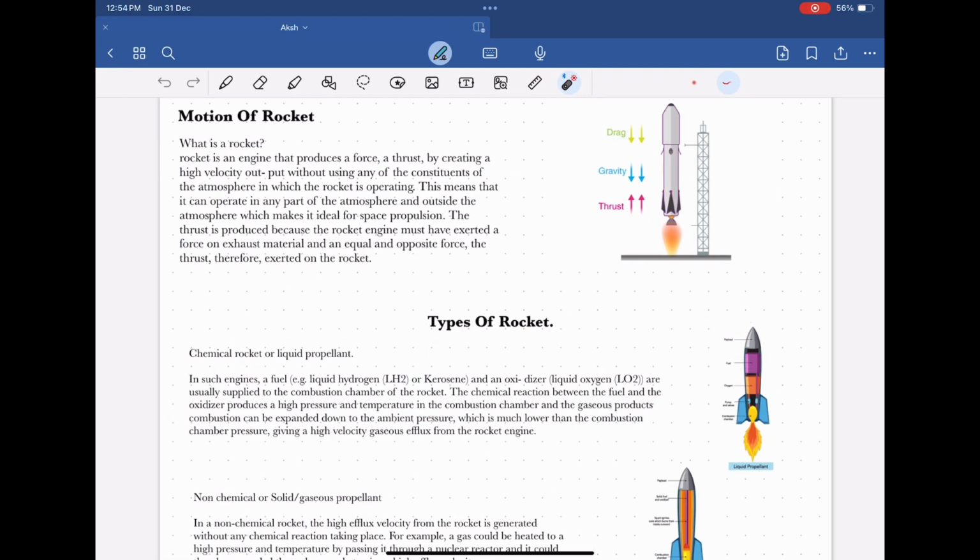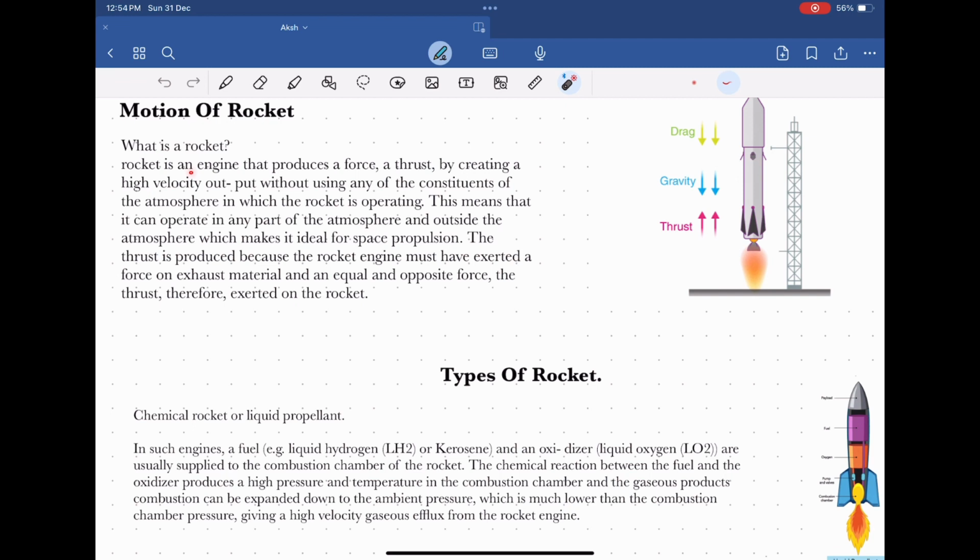To understand motion of rocket, we'll have to understand what a rocket is. A rocket is an engine that produces a force, that is a thrust, by creating a high velocity output without using any of the constituents of the atmosphere in which the rocket is operating. That means that it can operate in any part of the atmosphere, either inside or outside, which makes it ideal for space propulsion. The thrust is produced because the rocket engine exerts a force on exhaust material, and an equal and opposite force, that is called the thrust, therefore acts on the rocket.